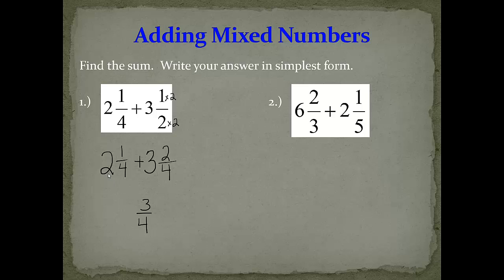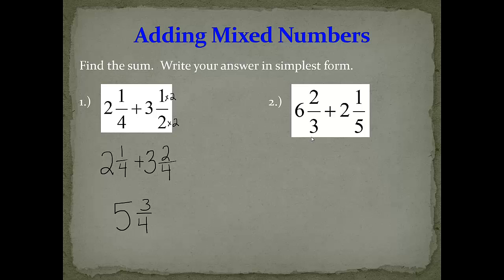Then I'm going to add my whole numbers. 2 plus 3 is 5. 3/4 cannot be simplified, so my answer is 5 3/4. For number 2, I have 6 2/3 plus 2 1/5.